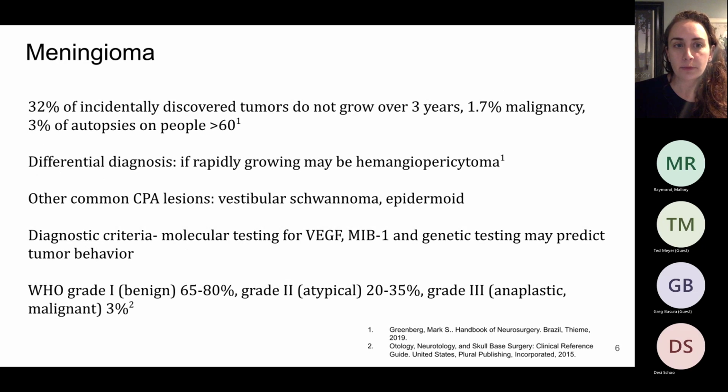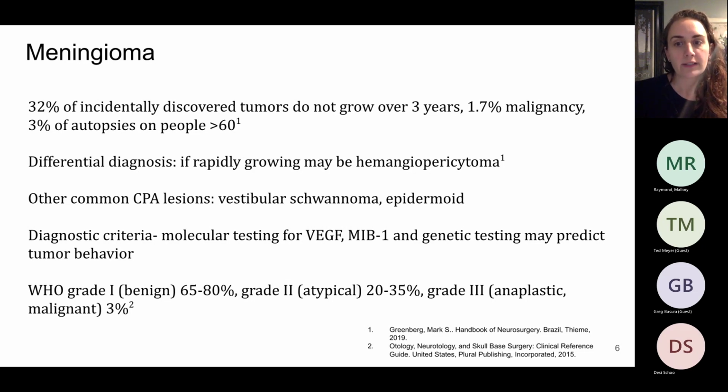They are 32% of incidentally discovered tumors, and 32% of them that are discovered incidentally do not grow over 3 years. They do have a malignancy rate of about 1.7% and are found in about 3% of autopsies performed on patients over 50 years old. If they grow more rapidly than expected, one of the differentials would be a hemangiopericytoma. The other common CPA lesions that we talk about are vestibular schwannoma and epidermoid.